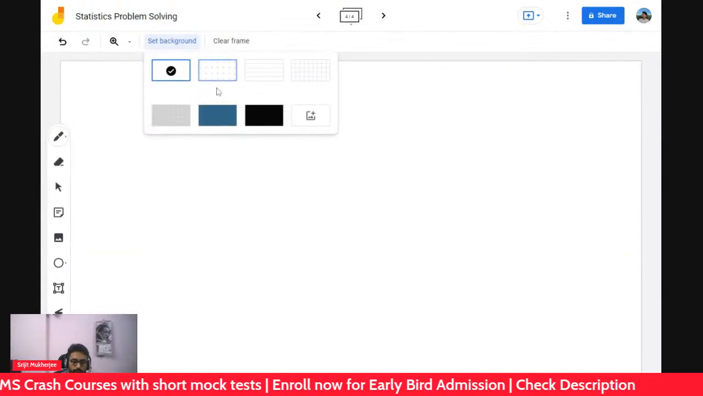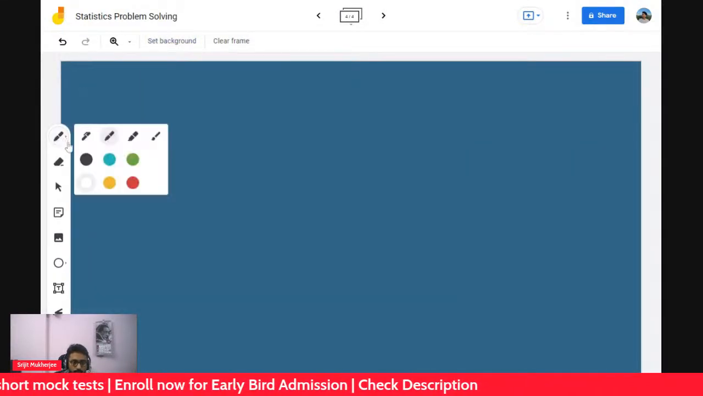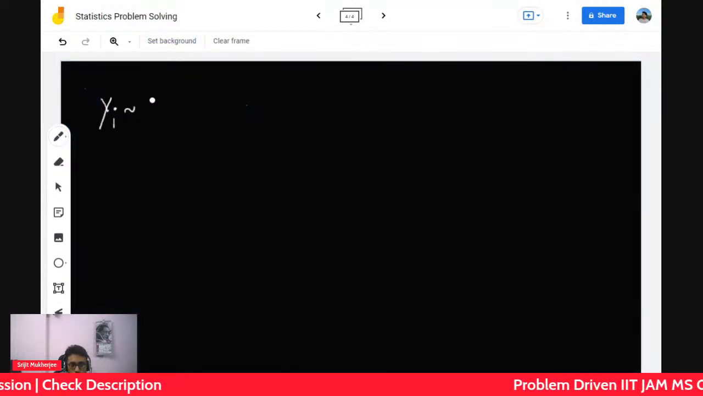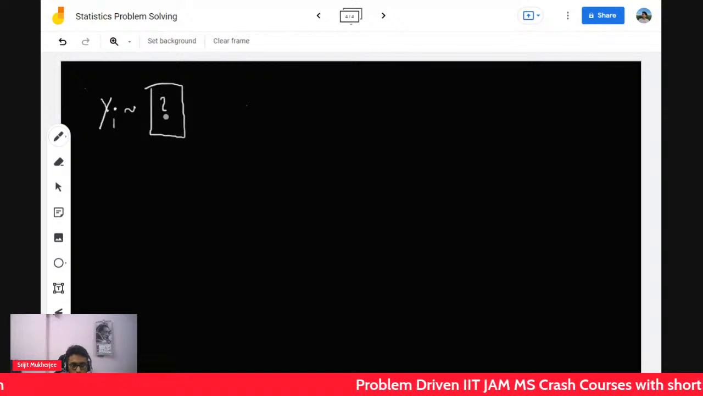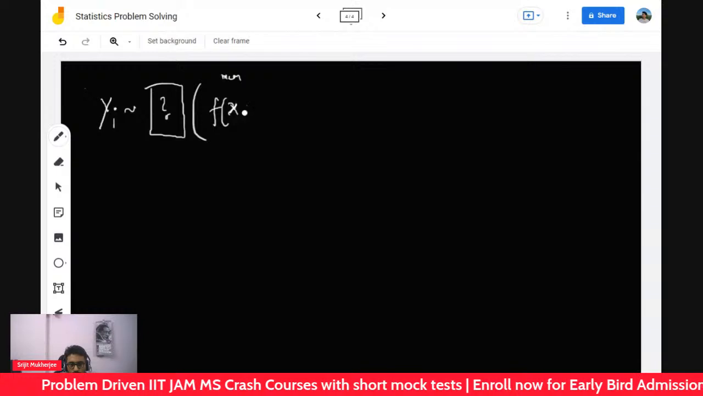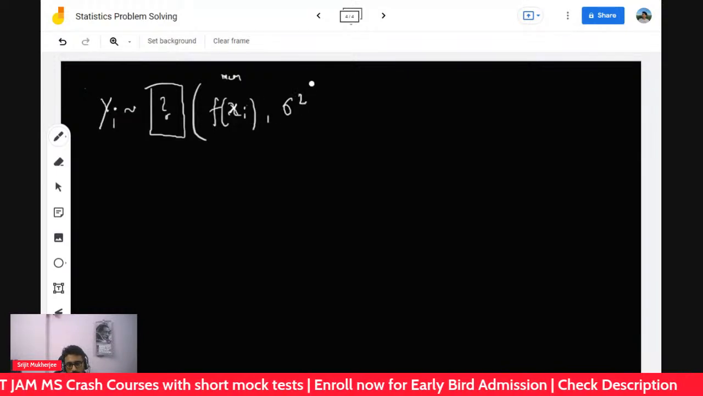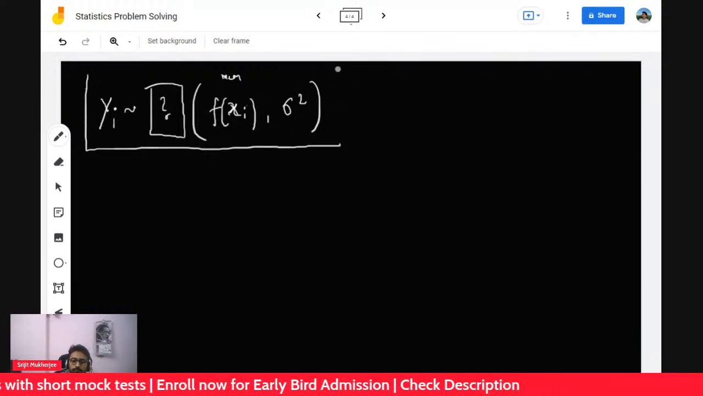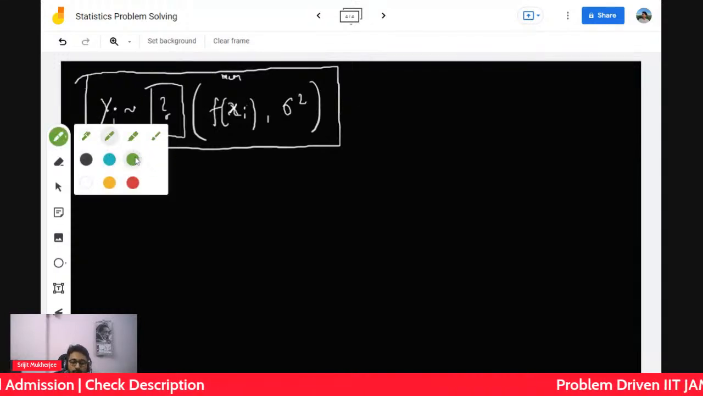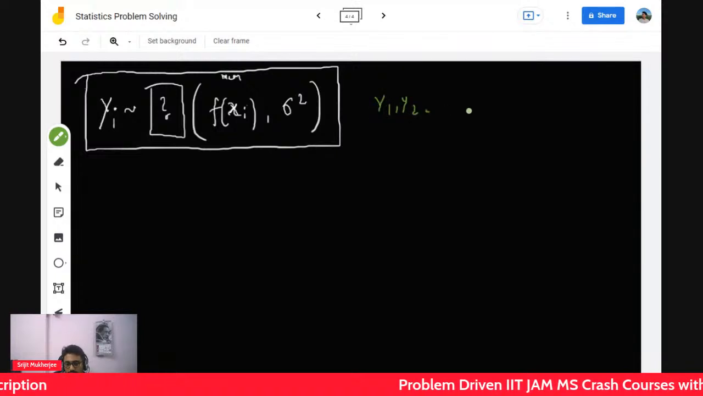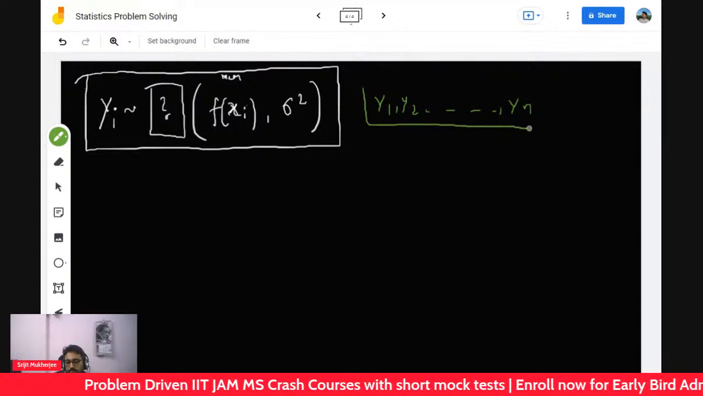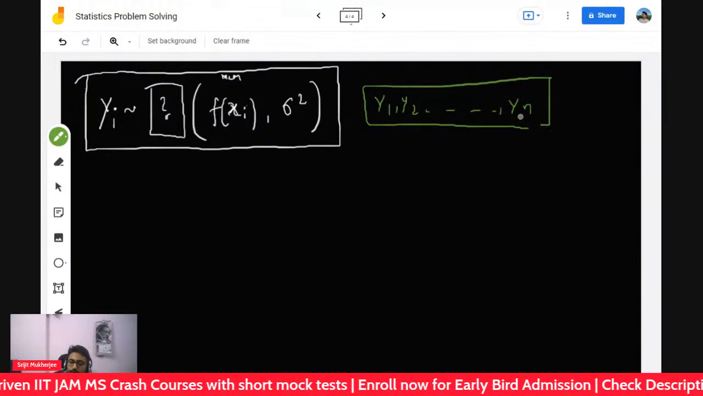So let me write that down. yi follows a certain distribution with mean f of xi and sigma square. So this is the setup. The data you have now is yi: y1, y2, ..., yn, with x1, x2, ..., xn. The x's are fixed. So the data you have now is this.